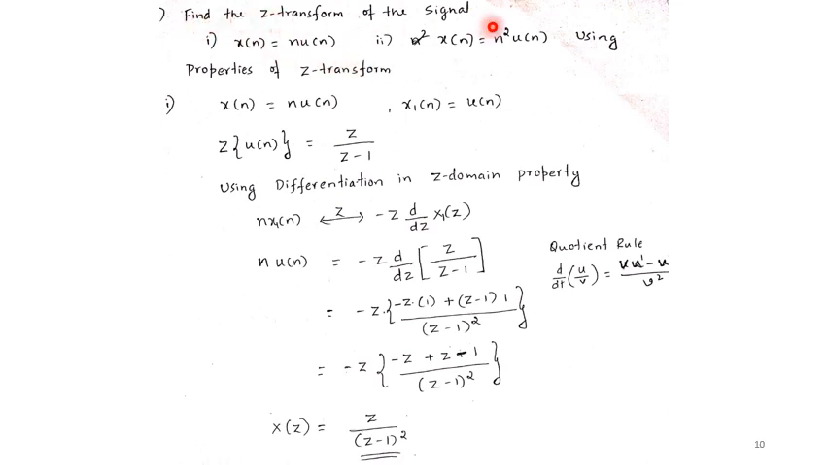Find the z transform of the signal. The first one is x of n equals n into u of n, and the second one is x of n equals n square into u of n, using properties of z transform. This is a standard problem, and I have to solve it by using the properties of z transform.